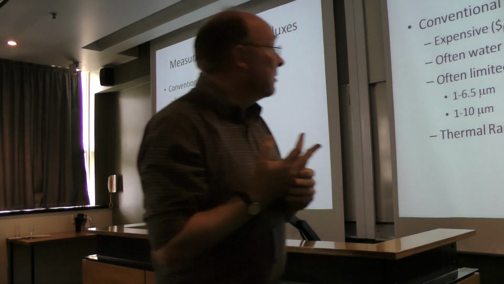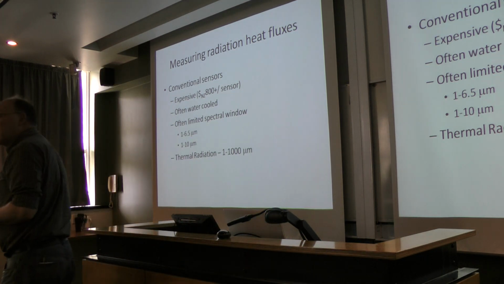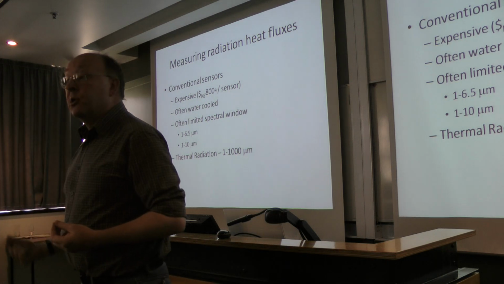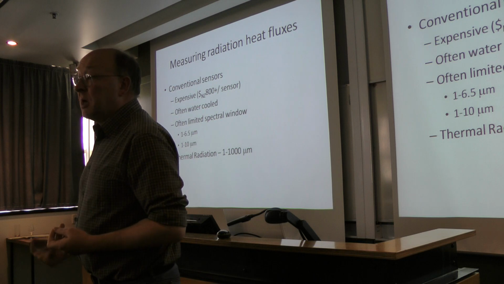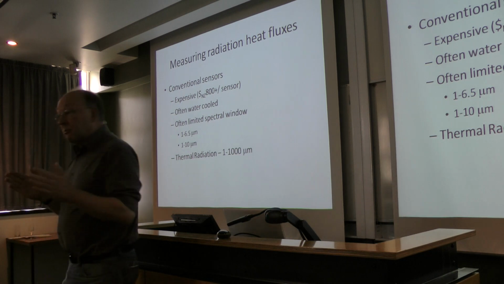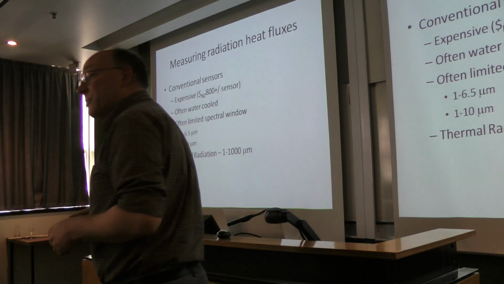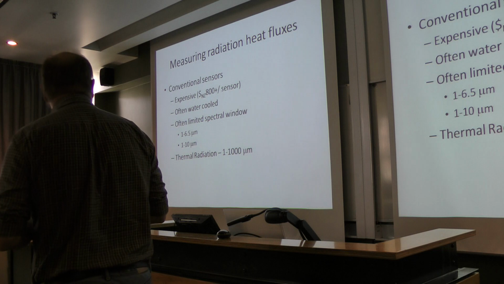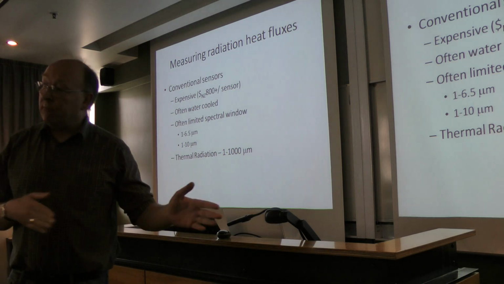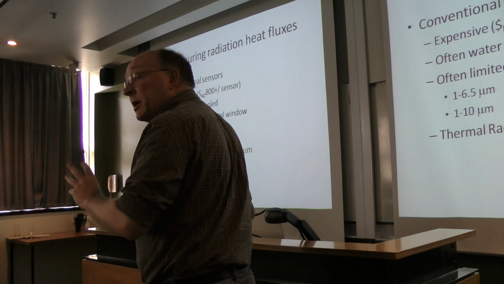When it comes to measuring heat fluxes, if you're going to use conventional ways of doing that, then typically the sensors are quite expensive. The ones that you've got here are about $800 a bang. They're water cooled, so you can use them in the lab, but you cannot use them in the field, unless you have a river nearby maybe, I don't know. And often they can be quite limited in the spectral range that they'll actually measure the heat flux over. So 1 to 6.5 microns, 1 to 10 microns, depends on the window on the heat flux gauge. I mean, that's where most of the energy is, but the thermal radiation is over a much wider spectral window. So ideally, I want a heat flux gauge that's going to give me that.